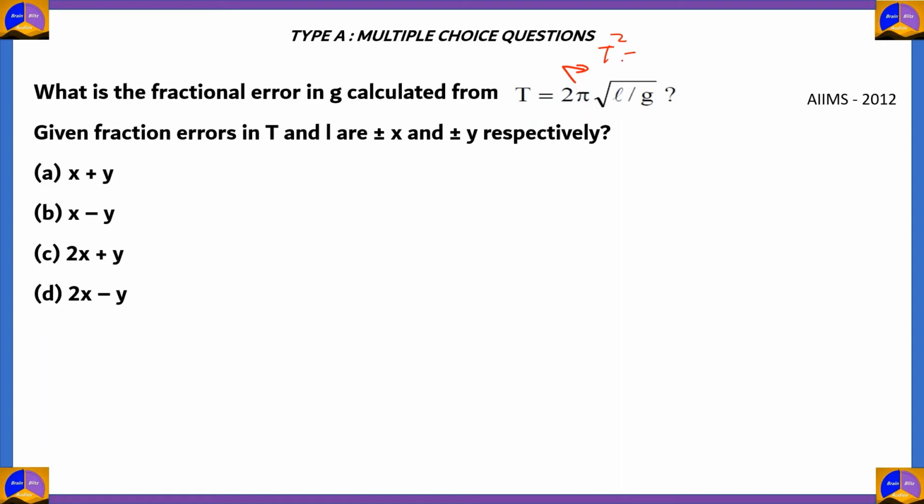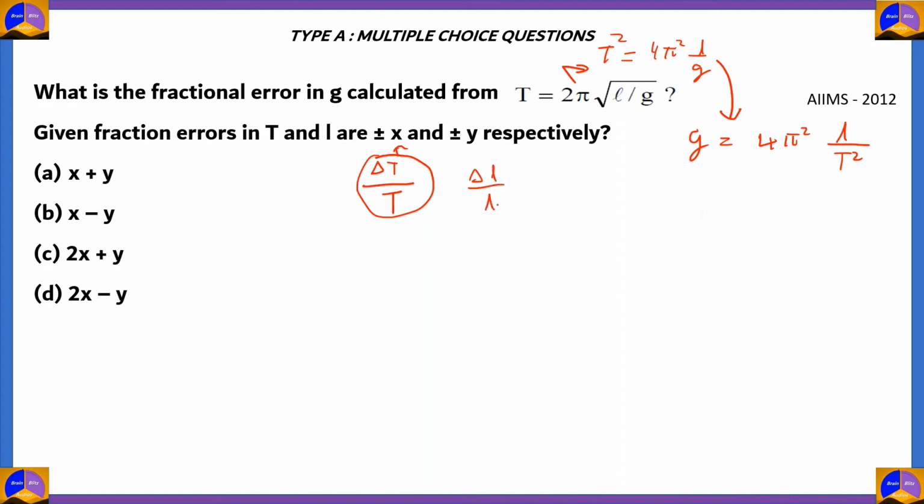So first thing to do is square it on both sides. So t square is equal to 4 pi square L by g. That gives g is equal to 4 pi square L by t square. Okay. So we're given the fractional errors in t and L respectively. So the fractional error is represented by absolute error divided by the original quantity. So delta t by t is plus or minus x, and delta L by L is plus or minus y.